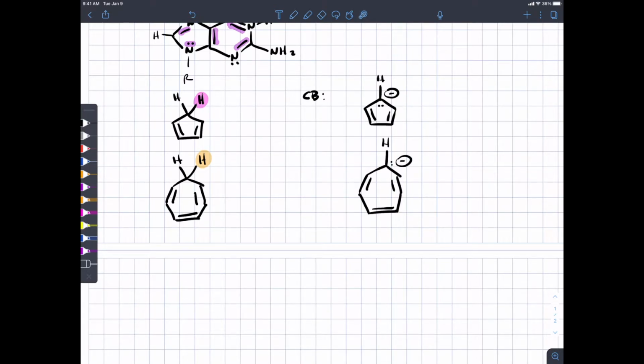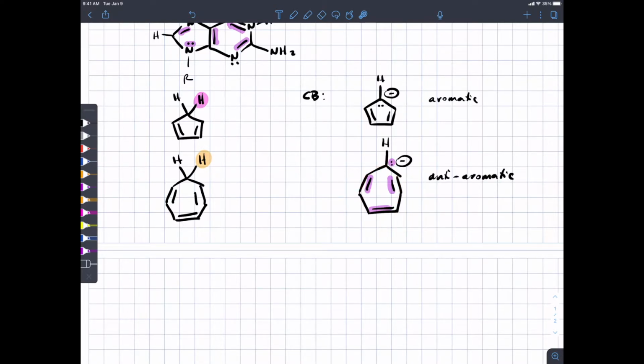Okay? So, what do you notice about these two conjugate bases? Go ahead. The one on top is aromatic, and the one on the bottom is anti-aromatic. Good. Aromatic on top, anti-aromatic on the bottom, and you concluded that based on? The fact that there's a lone pair on the bottom one that can be delocalized across the ring. Yes. So the lone pair on this atom is part of the conjugated system.